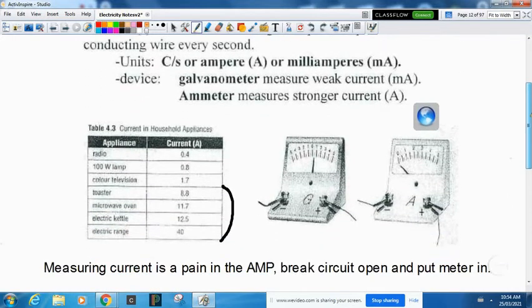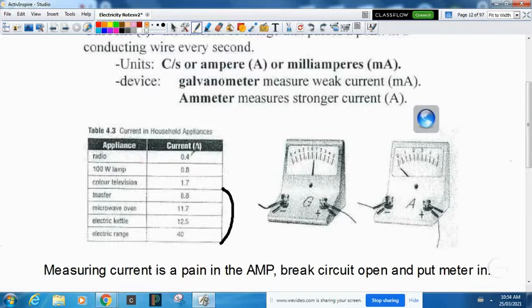So just looking at some of the numbers, radios use 0.4 amps as they're going, a 100-watt lamp uses 0.8 amps, and a color TV about 1.7 amps. That's the old TVs. Toaster, 8.8 amps. Look at the big jump. Microwave oven, 11.7. Electric kettle, 12.5 amps. Electric range, 40 amps. What do these four have in common that draw so much current? They all change electricity into heat, and so they tend to draw a lot more current.